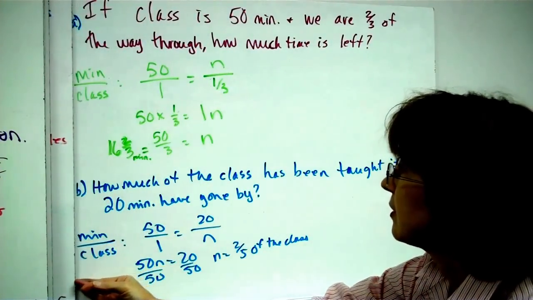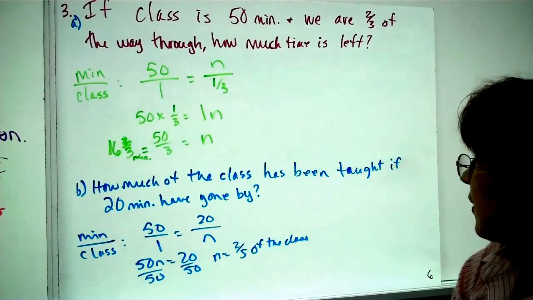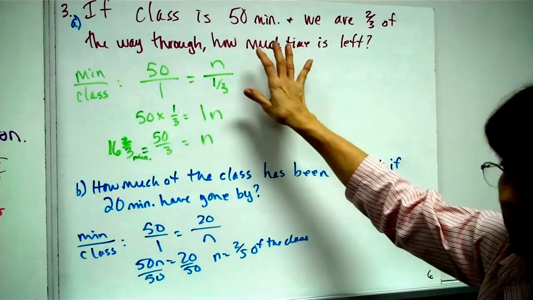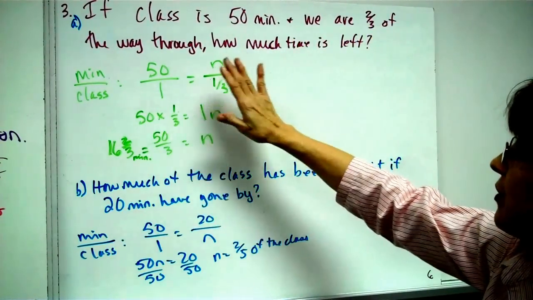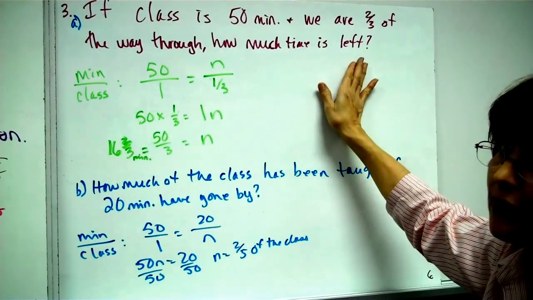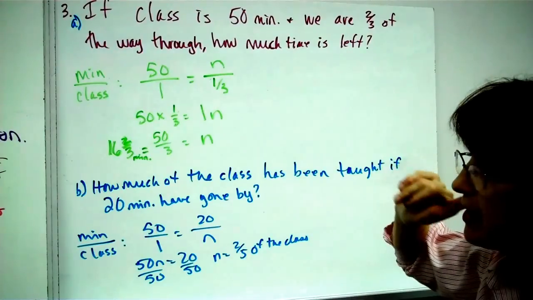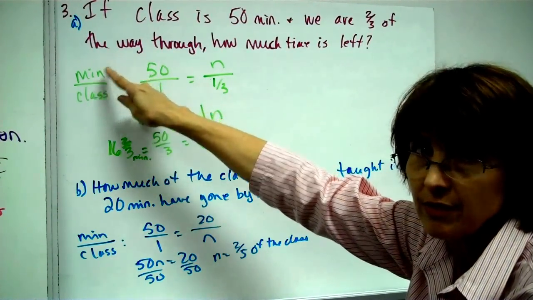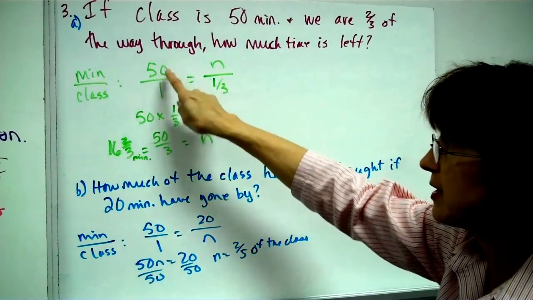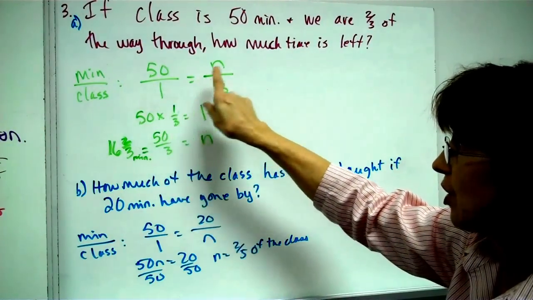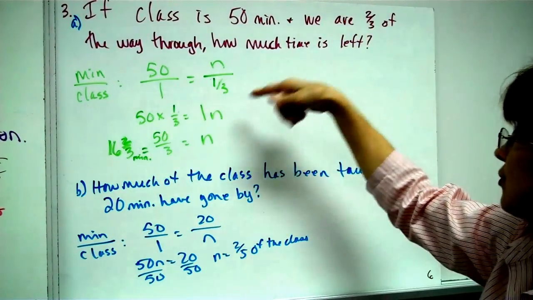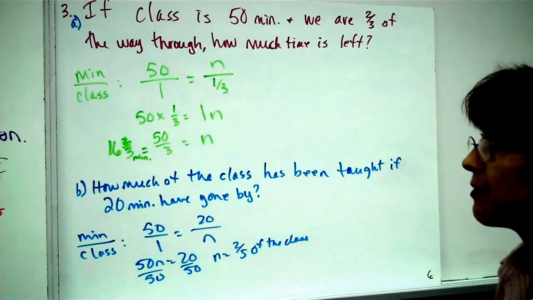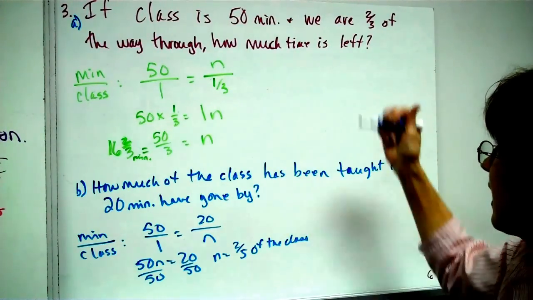Okay, last one. If a class is 50 minutes long, and we are 2/3 of the way through, how much time is left? Now, this is a very tricky problem, so you have to really be thinking. Well, you can do a proportion of minutes to the class, so 50 minutes is one class. Now, I started to put n over 2/3 because you have 2/3 there, that's what we've been doing all the time, but you have to be careful because it's asking how much time is left.